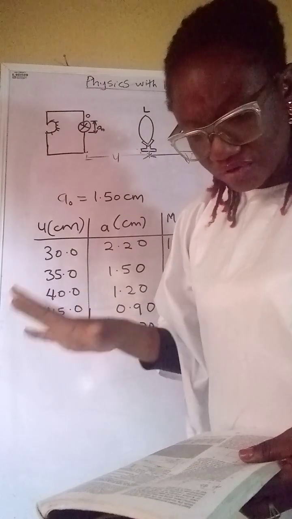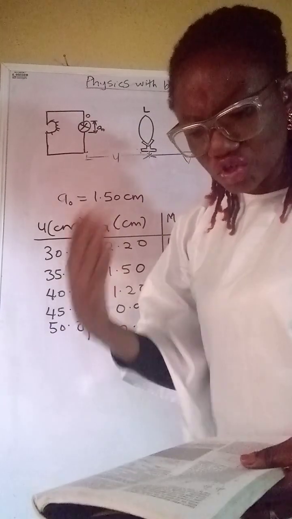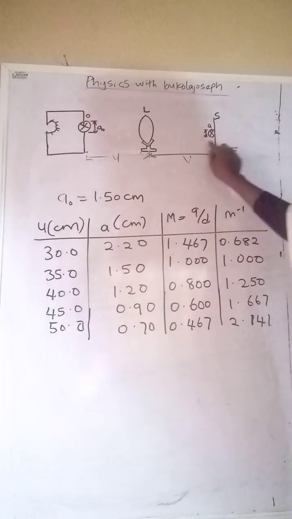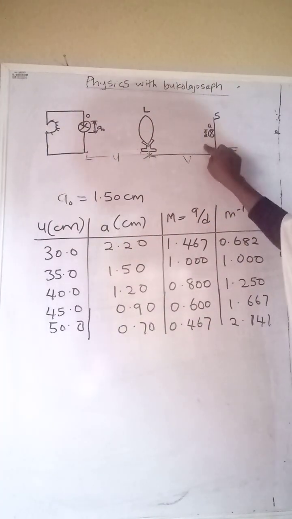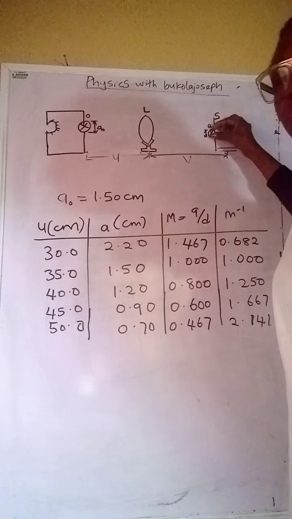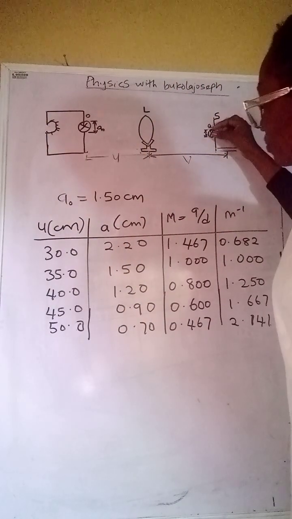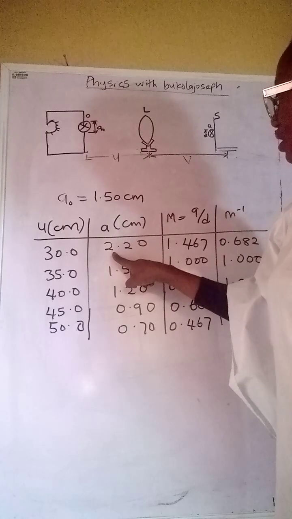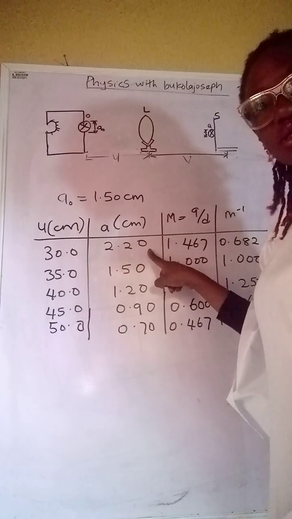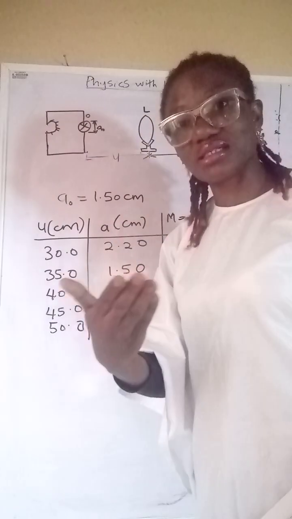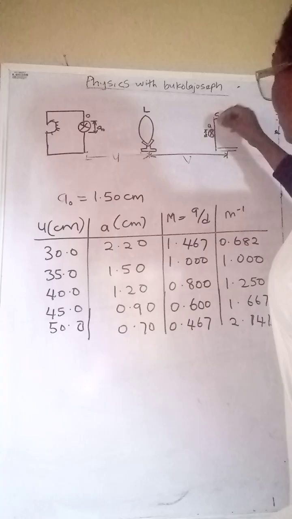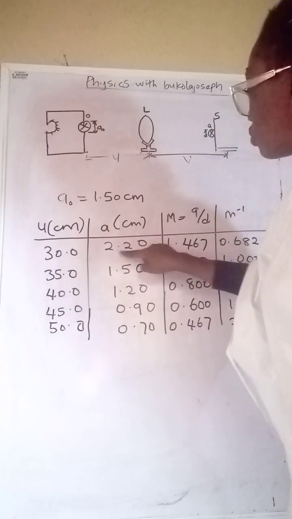So that's all for this experiment. Then the next thing says measure and record the size A of the image. Once you have adjusted the screen and you are able to get a sharp image, you measure the image on the screen. Whatever you measure is what you record here. I think what they got is 2.2. Then a zero is added to make it two decimal places. So 2.2, once you measure the image on the screen.